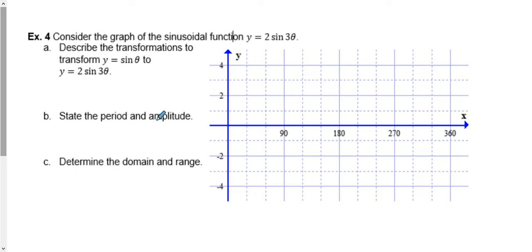In example 4 here, we have the following. Consider the graph of the sinusoidal function y equals 2 sine 3x, or 2 sine 3 theta, sorry. Describe the transformation to transform y equals sine theta to y equals 2 sine 3 theta.